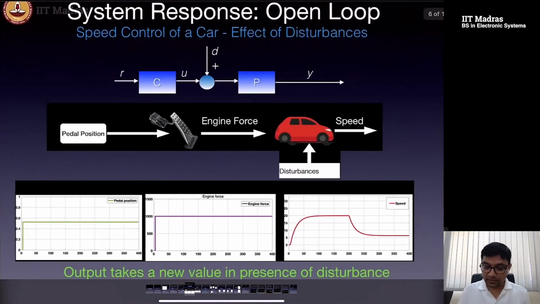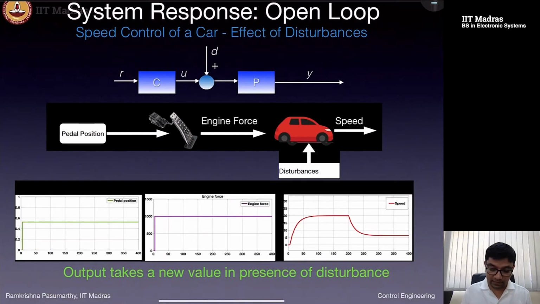Suppose there is a disturbance in the form of, say, a step disturbance. A step disturbance could be that I'm still going at the same speed, and all of a sudden, if there was one person in the car, now there are 6 people in the car. That kind of adds to the mass, right?